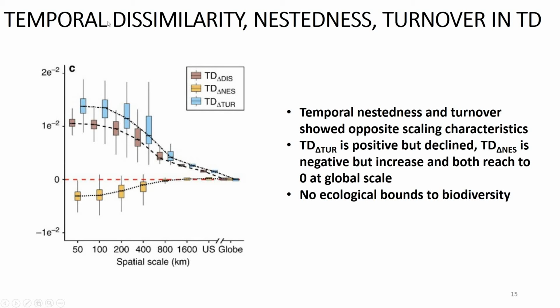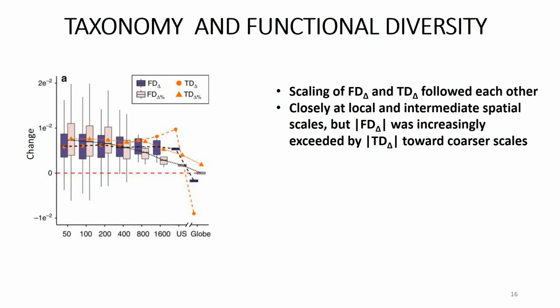The next result is the temporal dissimilarity, the lessness and the turnover in taxonomy. In this figure, you can see the temporal lessness and turnover show opposite scaling characteristics. The taxonomic diversity turnover is positive but declines. The taxonomic diversity lessness is negative but increases, and both reach zero at a global scale. It means there is no ecological bound to biodiversity.